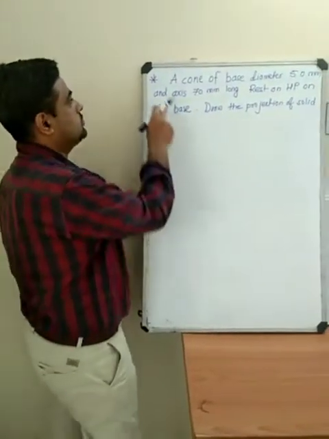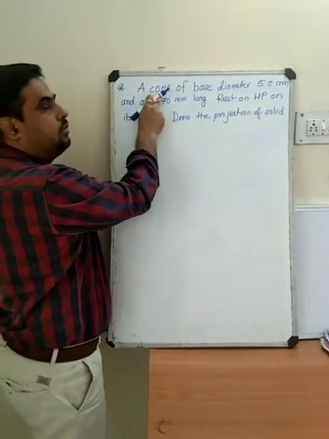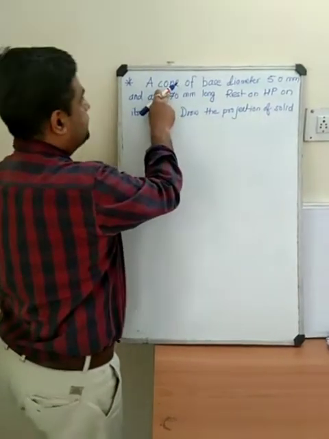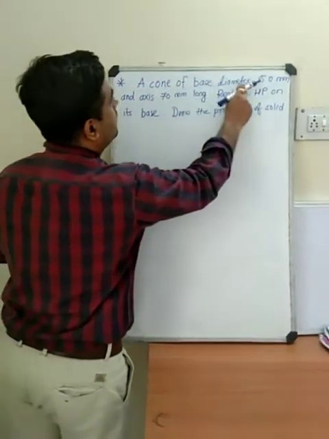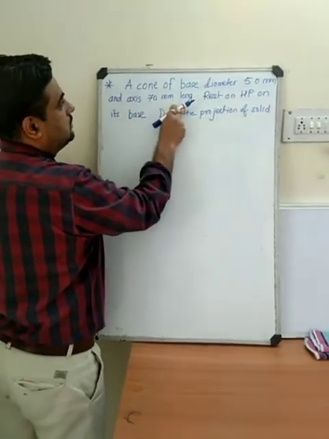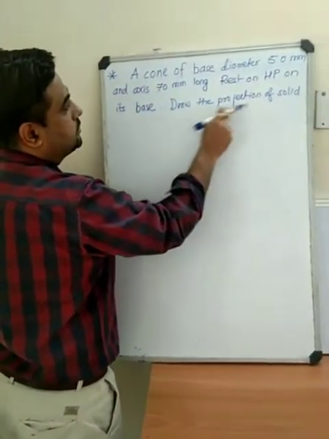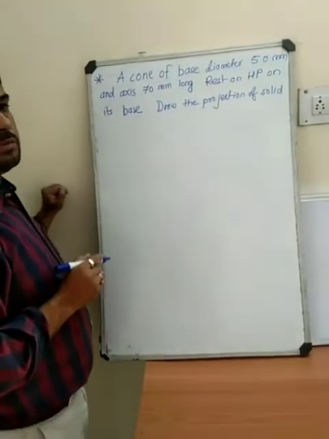This problem is of a cone. Now, a cone is a solid of revolution. How to project the cone? A cone of base diameter 50 mm and axis 70 mm long rests on HP on its base. Draw the projection of the solid. It is a simple one-step problem.